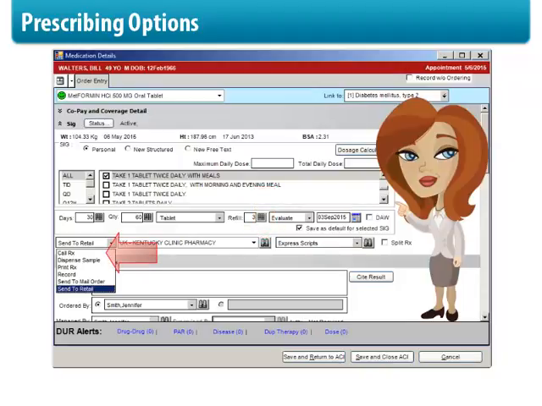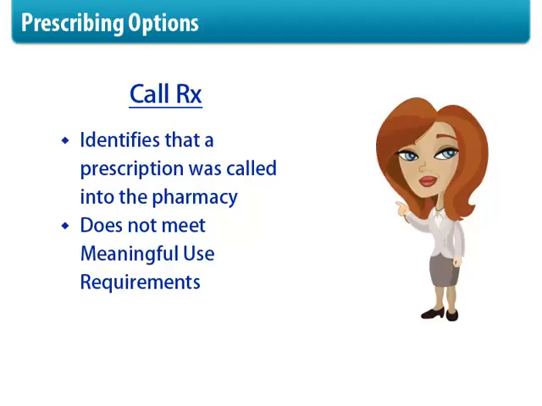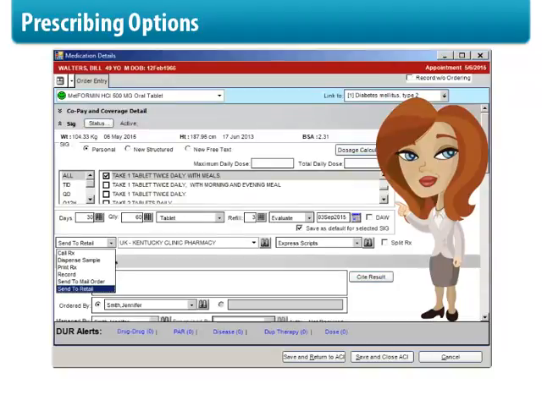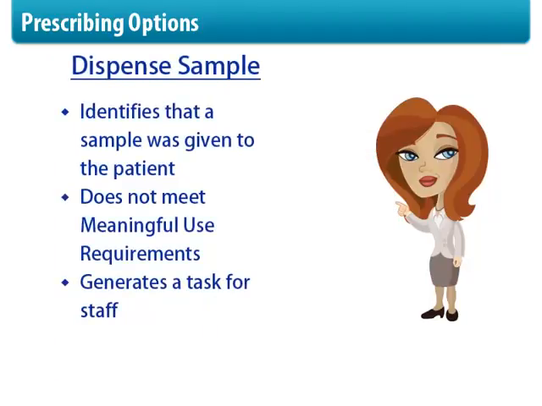Use the Call RX option to identify that the prescription has been called into the patient's pharmacy. Using this option does not meet meaningful use prescribing requirements. If you are working in a clinic that dispenses samples, you can document that a sample is being distributed to the patient by selecting the Dispense Sample option. When this option is selected by you, it automatically generates an Orders Pending task for the clinical staff. This will allow the clinical staff to document how many samples were given to the patient.